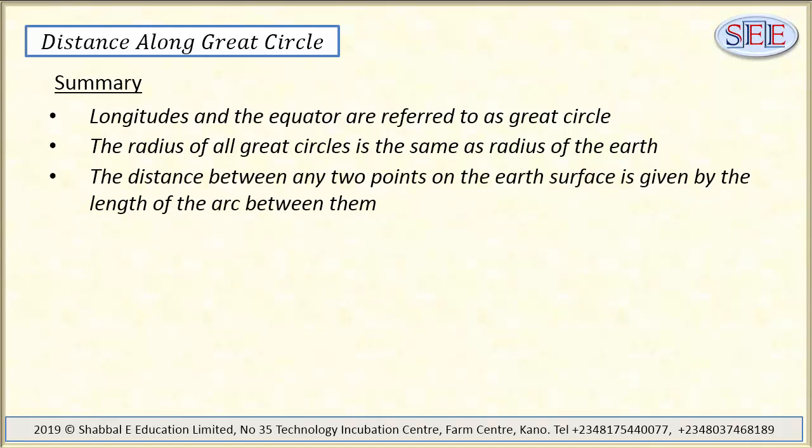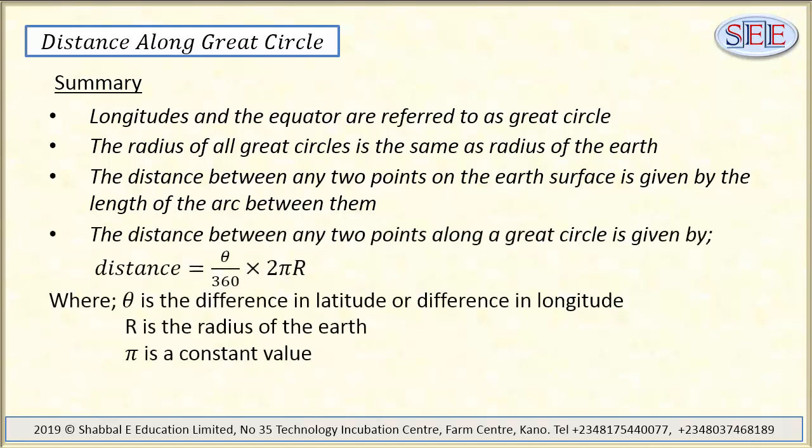You have also learned in this lesson that the distance between any 2 points along a great circle is given by the formula distance equals theta over 360 multiplied by 2 pi capital letter R, where theta is the difference in latitude if the two are on the same longitude, or theta is the difference in longitude if the two are on the same equator, and capital letter R is the radius of the earth, and pi is a constant value usually given in the question.